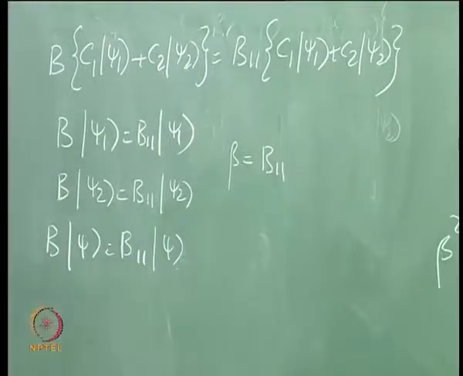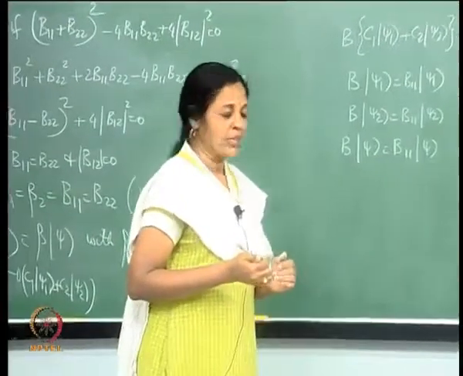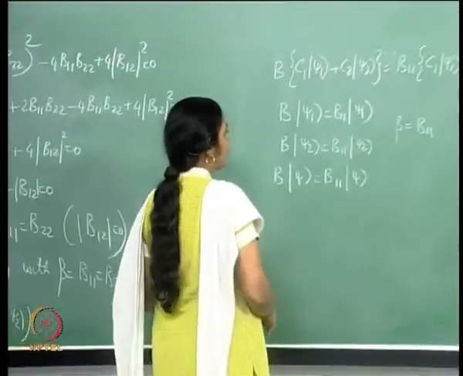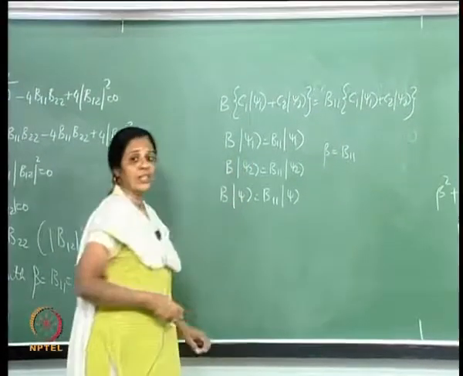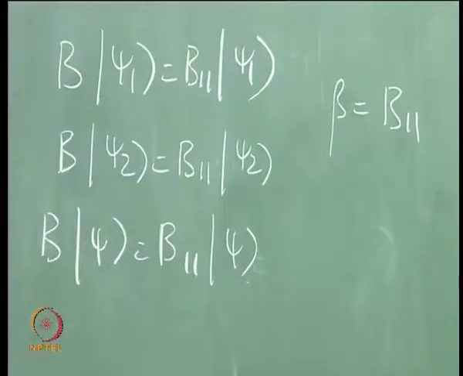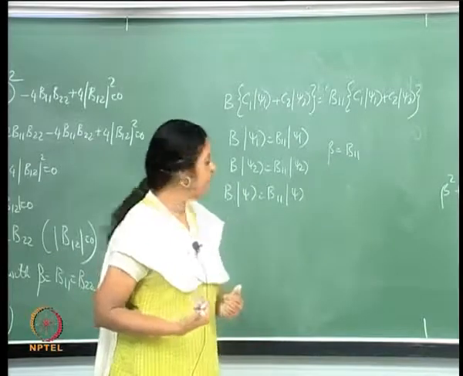In other words, we have shown that with no conditions on C1 and C2, in other words, any superposition of psi 1 and psi 2 would also be an eigenstate of B.